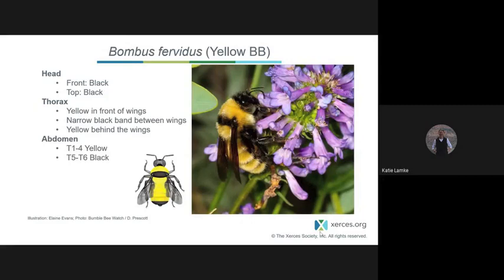And the last black-tailed species we're going to look at is Bombus fervidus, or the yellow bumblebee. This bee has a black head and yellow in front of the wings and behind the wings, and then it has a narrow black band between the wings. T1 through 4 are yellow, and T5 and 6 are black.